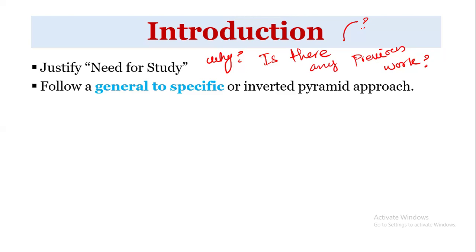You have to answer these unasked questions in the introduction by assuming that these questions can be raised on my research proposal. So follow a general to specific approach, which means that first of all, you have to specify the problem, and then you will move towards your particular methodology, saying that I am proposing this solution for this particular problem. So initially, we will not introduce our methodology or our study. First, we will give general information, and then we specifically talk about our particular idea.